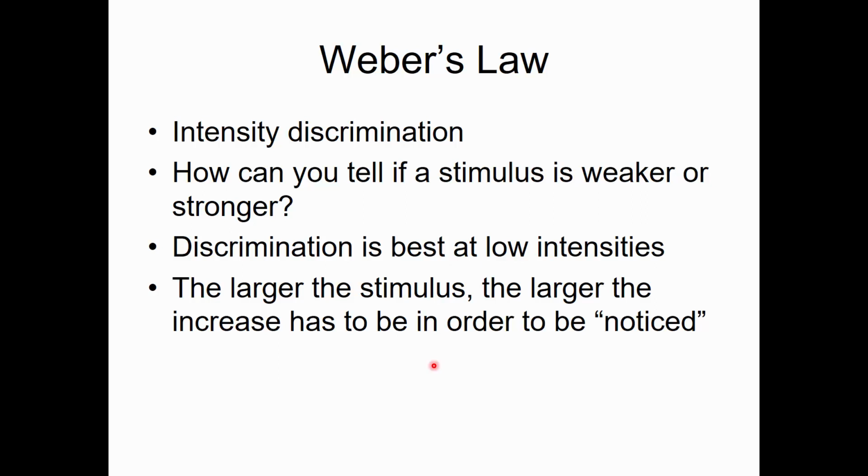Now, how do we discriminate intensity? How do we know if this stimulus is more intense than the other stimulus? Well, we have something called Weber's law to help us describe that. Discrimination is best at low intensities. So I may hold my hand out, and my lab partner puts a little weight on my hand. I notice that it's there. Then they put a little heavier weight. I can tell, yeah, it's a heavier weight.